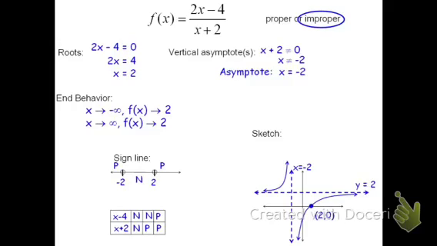All right, hopefully these two examples help to further your understanding of the graphing of rational functions, and thank you for watching.